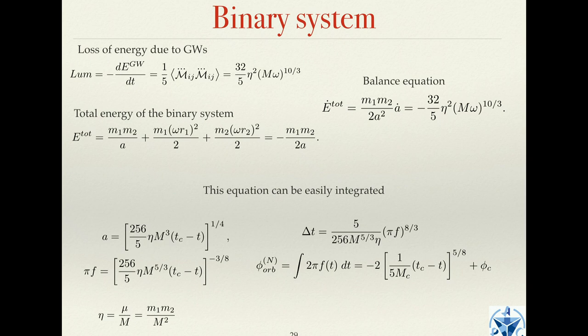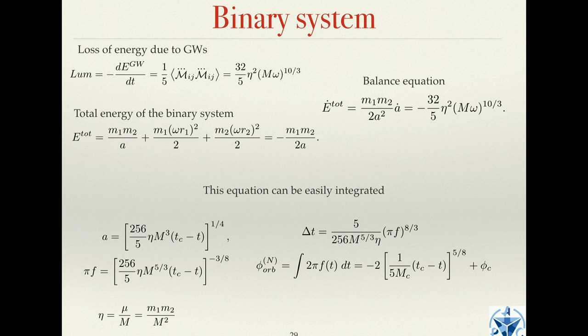The total energy in the binary system is very simple. I missed a minus sign here, sorry. It's the potential energy of the system plus the kinetic energy of the system, and the total energy is a half of the potential energy. So you can take the derivative of this, which goes into the change in the distance between the bodies, the separation. And you equate this to the energy carried out by gravitational waves.